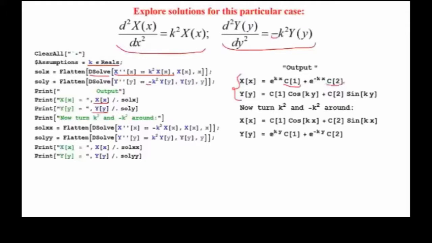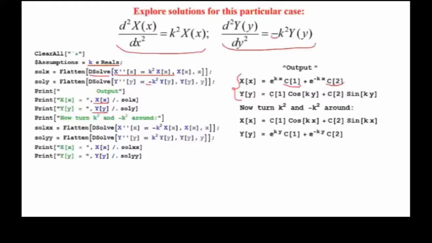Now why do we get those two constants? Because we have no boundary conditions. We haven't used any boundary conditions. So a second derivative differential equation will give you two constants. Same goes for y, except with the minus sign we get the cosine sine behavior.